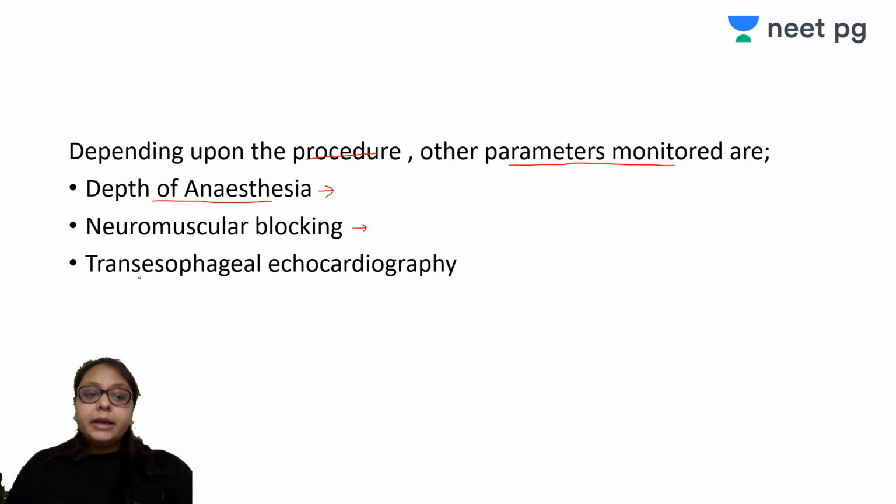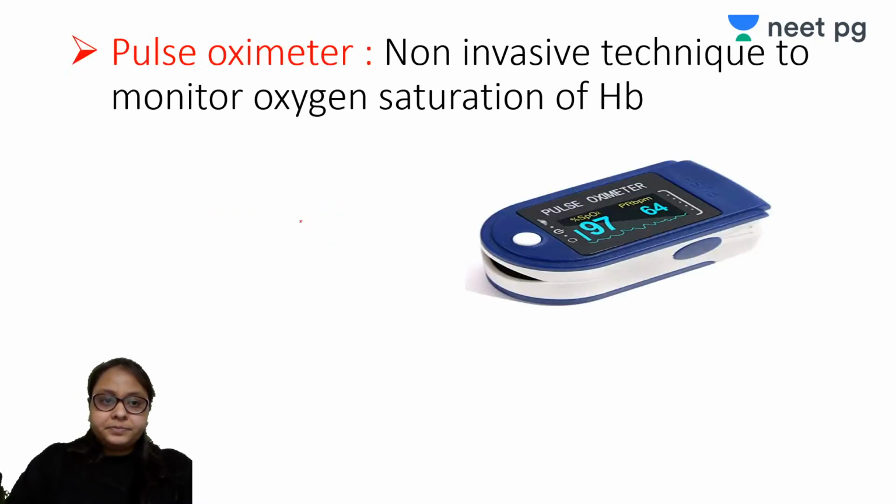Okay, and this transesophageal echocardiography is also a very important parameter. It is more sensitive to know the intraoperative MI or intraoperative pulmonary embolism. So these all we will discuss in other lectures. Today we'll focus mainly on the pulse oximetry, which is a standard monitor for oxygenation, and temperature monitoring.